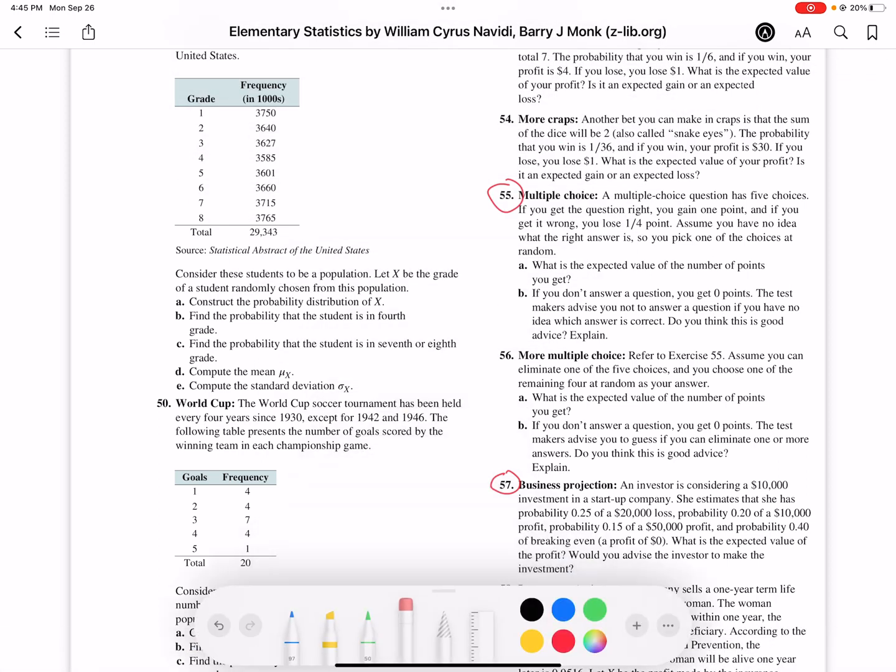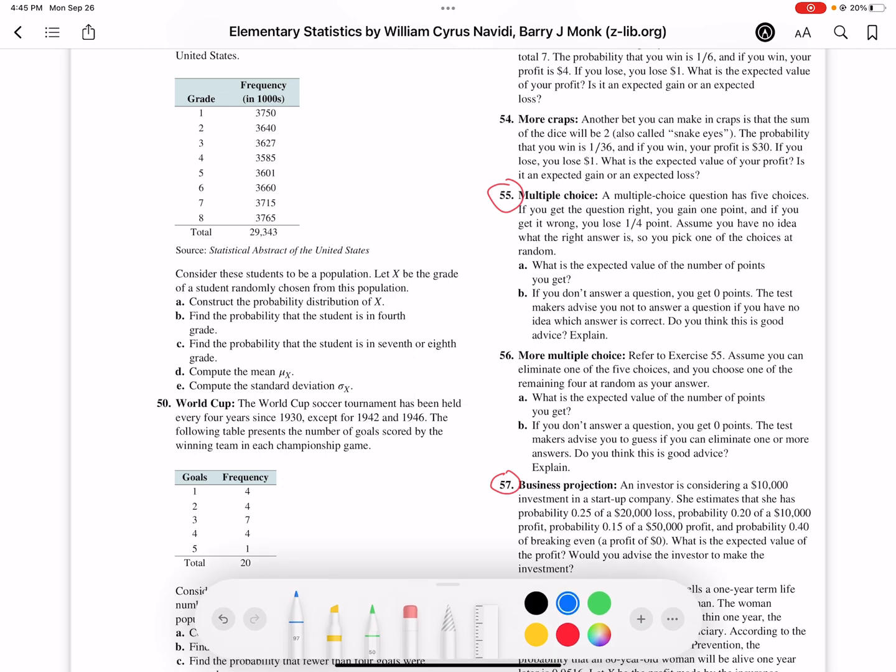So in this case, we will make the table, and the x and the p of x. So in this case, the x represents the points that we will get, right? So it's points, okay? So you also have gain and lose. So this is gain and lose. So for gain, if we gain 1 point, and if we lose 1/4, so negative 1/4.